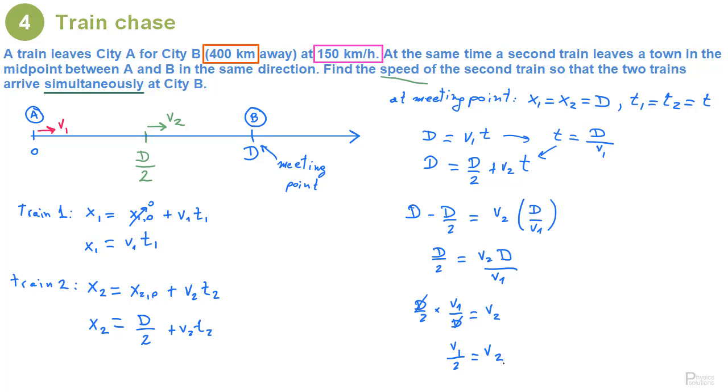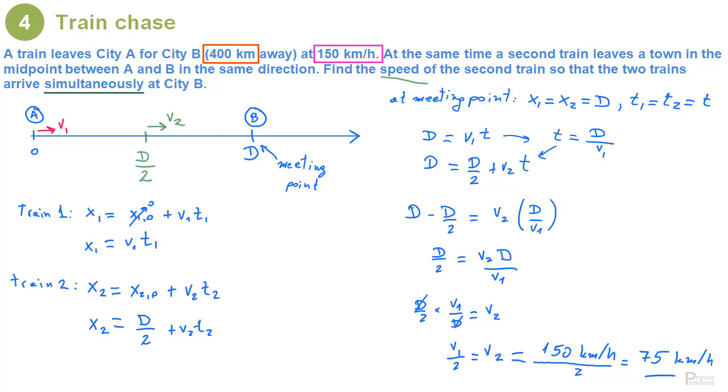In other words, the second train must move at exactly 1/2 of the speed of the first train. Since the first train, its velocity was known, is 150 kilometers per hour, we simply divide this by 2 and we get 75 kilometers per hour. That is the velocity of the second train, so that they can meet at city B. They will arrive at city B simultaneously.